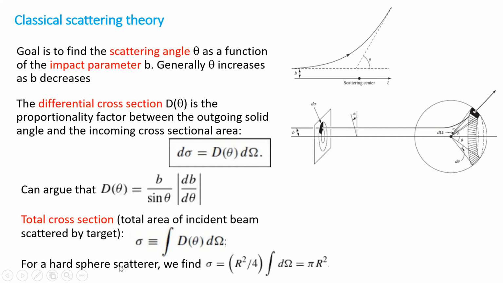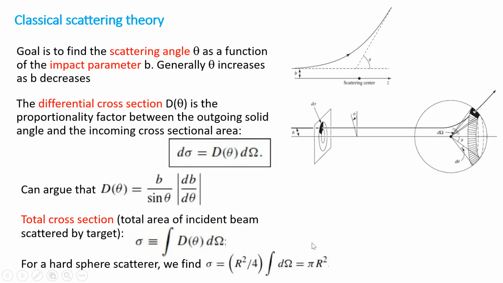Okay, and it turns out, just to take a definite example, for a hard sphere scatterer, so just like picture a little marble and you shooting little pellets at it, we find that the total cross section turns out to be the differential cross section, which turns out to be r squared over 4, times the integral over all solid angle, which is 4 pi. So 4 pi times r squared over 4 gives pi r squared.